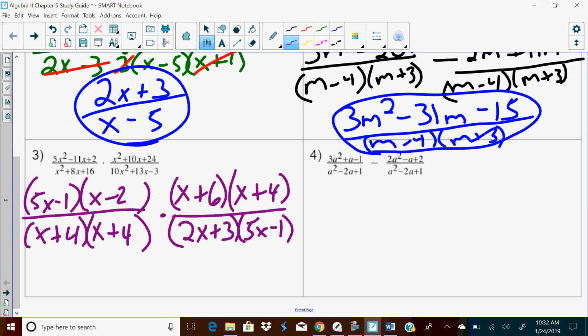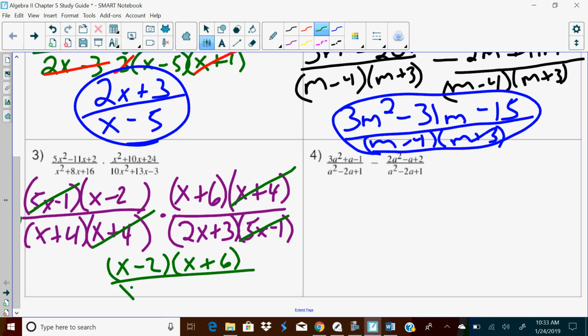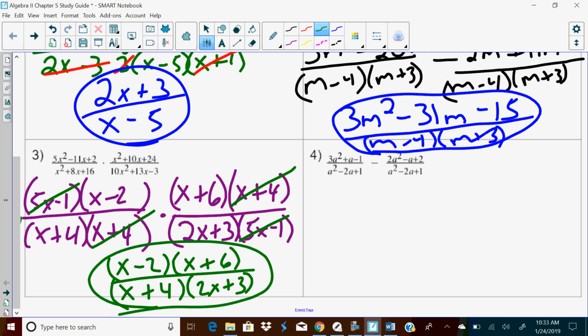So then I simplify as much as I possibly can. So the 5x minus 1's cancel out. The x plus 4's cancel. And I'm left with x minus 2 times x plus 6 over x plus 4 times 2x plus 3. And I can actually leave it like that. You can distribute it out if you want to, but you do not have to.